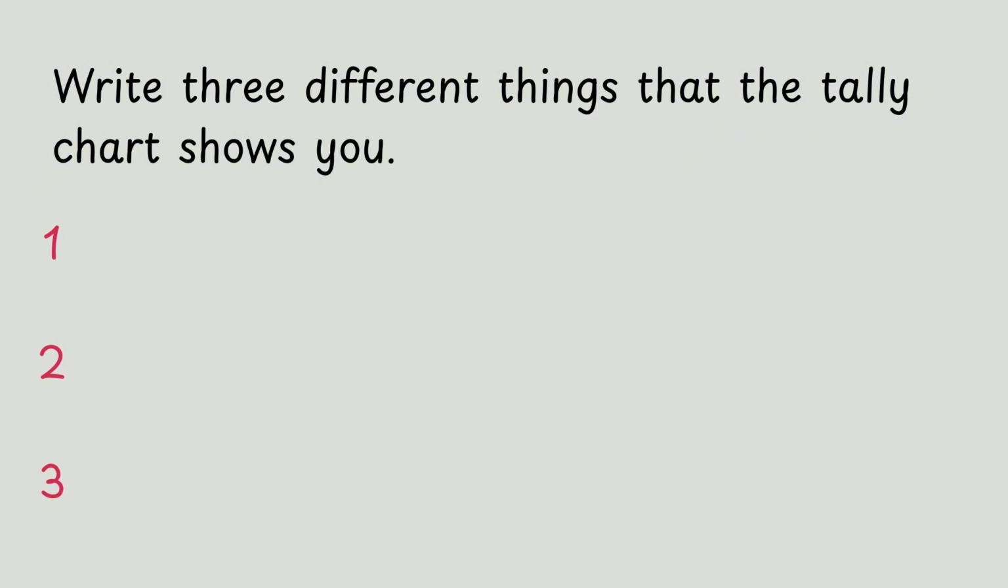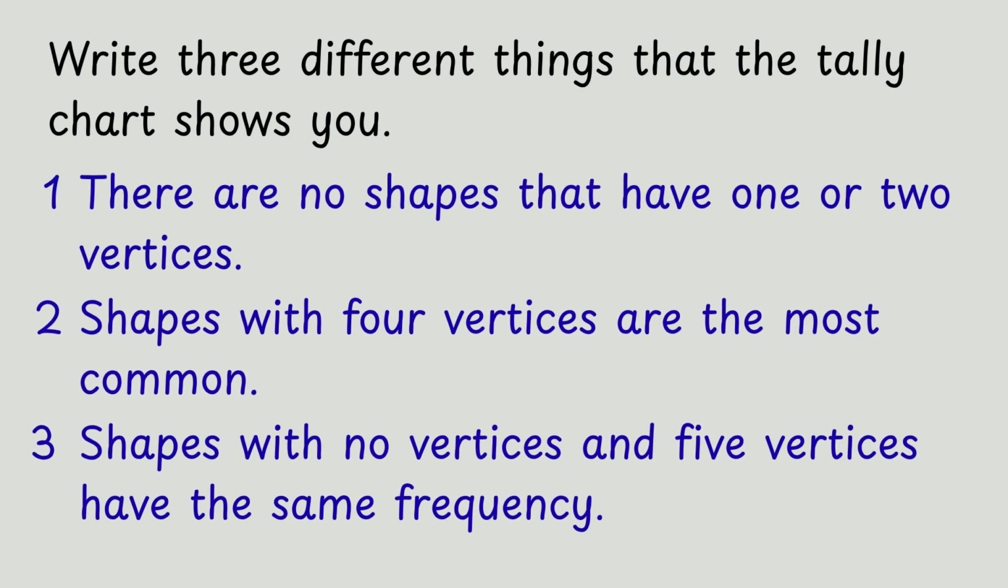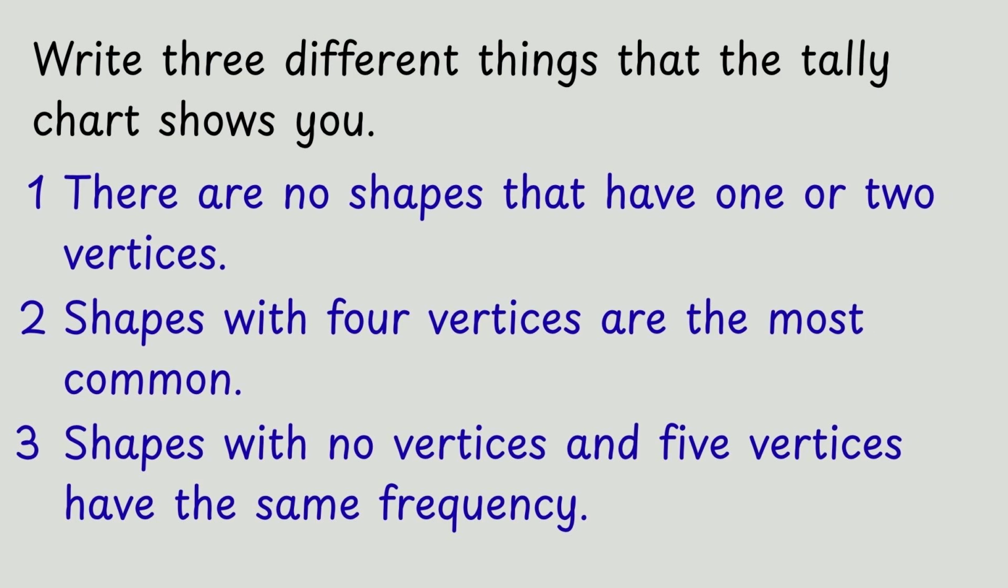Write 3 different things that the tally chart shows you. Number 1, there are no shapes that have 1 or 2 vertices. Number 2, shapes with 4 vertices are the most common. Number 3, shapes with no vertices and 5 vertices have the same frequency.